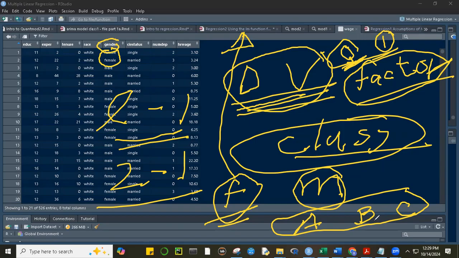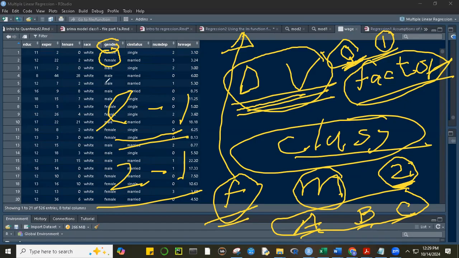Answer. How many levels? 3 levels minus 1, so there will be 2 dummy variables. Okay? So there will be 2 dummy variables. Where did I get these 2 dummy variables? The formula is number of levels minus 1. So there are 3 levels here, A, B, C.